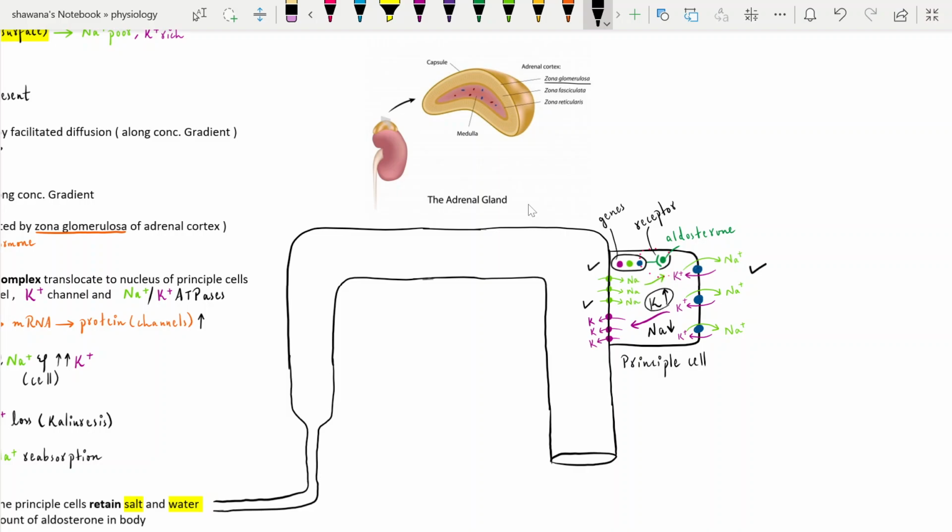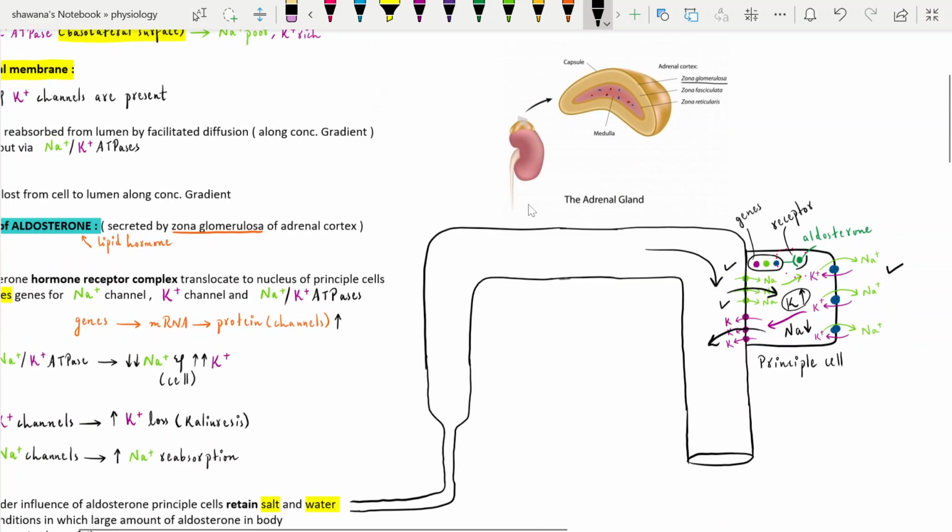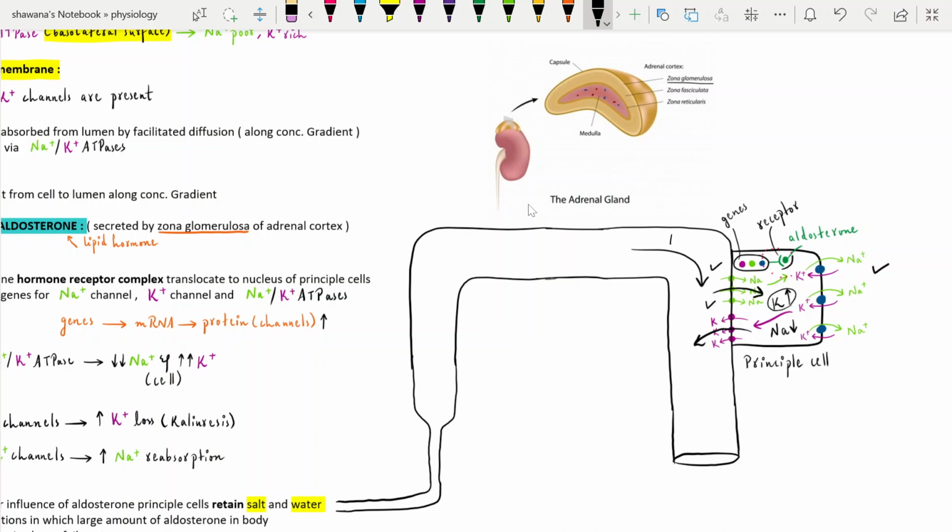And on the luminal area, this potassium is thrown out of the cell along the concentration gradient, and the sodium coming in the tubular fluid in front of the principal cell is reabsorbed into the cell along the concentration gradient of the sodium, because the sodium inside the tubular fluid is high and potassium in the tubular fluid is low. So along the concentration gradient, these ions are going to move.